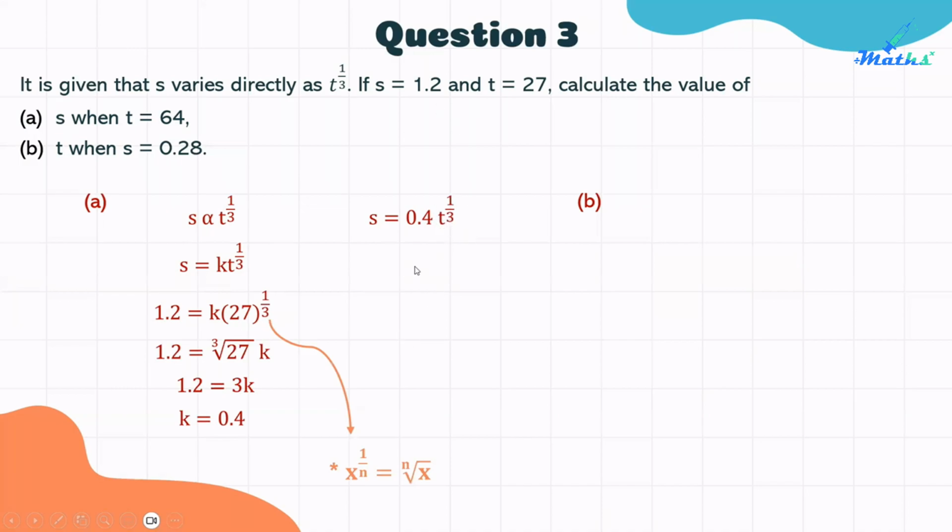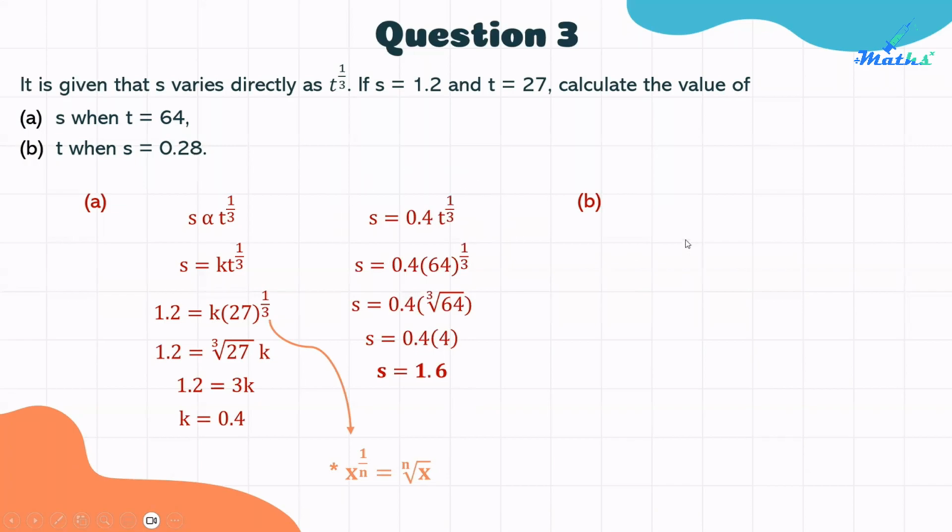So now we need to find the value of S when T equals 64. 64 power 1 over 3. Same, we need to change it into this form. So it becomes the cube root of 64, and our S is 1.6. Okay. Question B. Find the value of T when S equals 0.28.